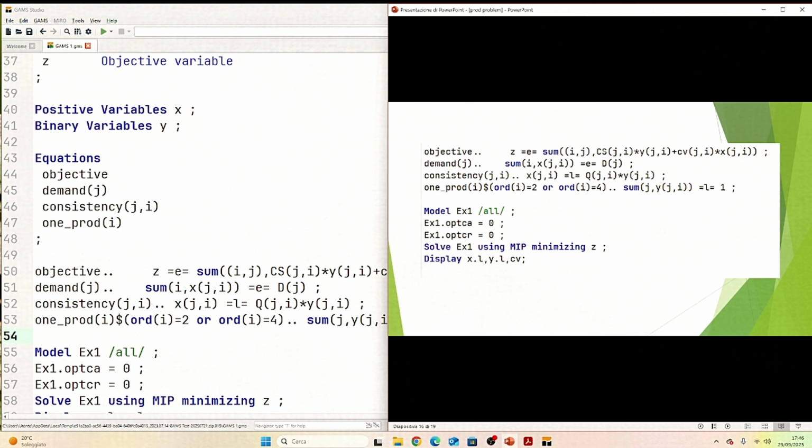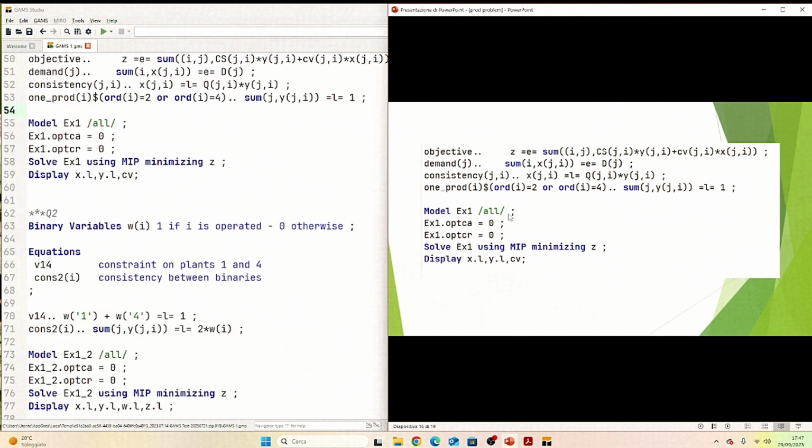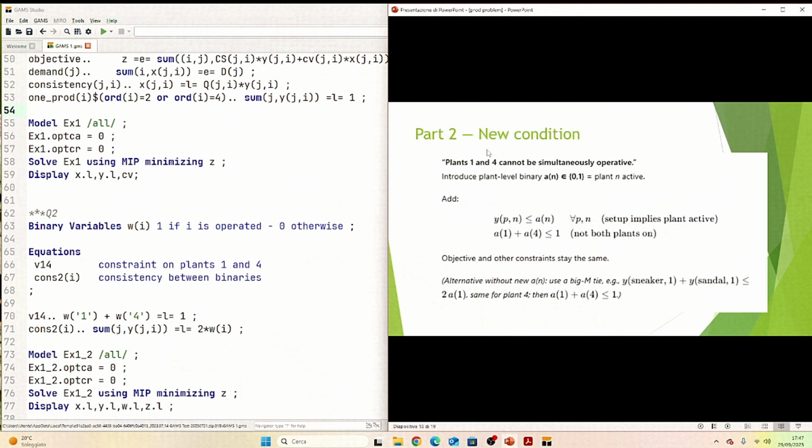Then, in the problem, we also have a new kind of problem because we need to solve a second part. The second part is that plants 1 and 4 cannot be simultaneously operative. To solve this, we need to add a plant active binary and constraints. So we need to add a policy: plants 1 and 4 cannot be active at the same time.